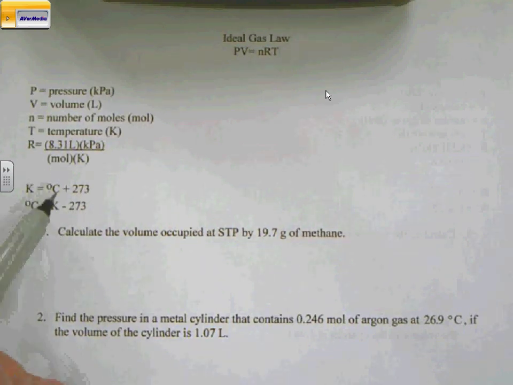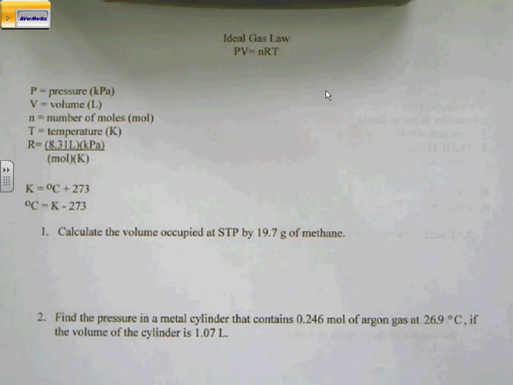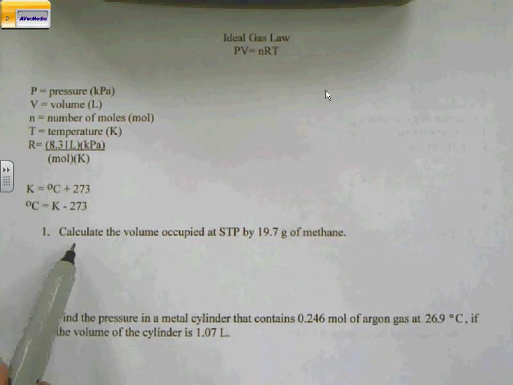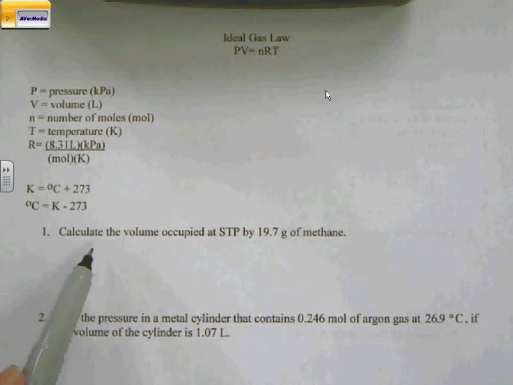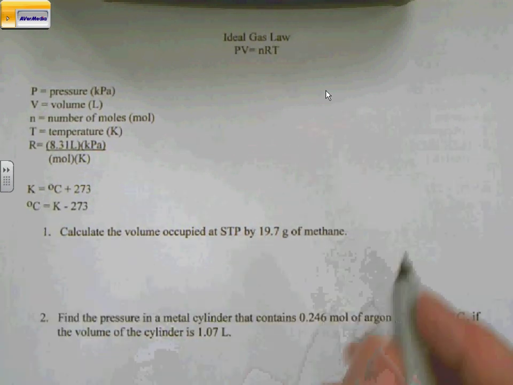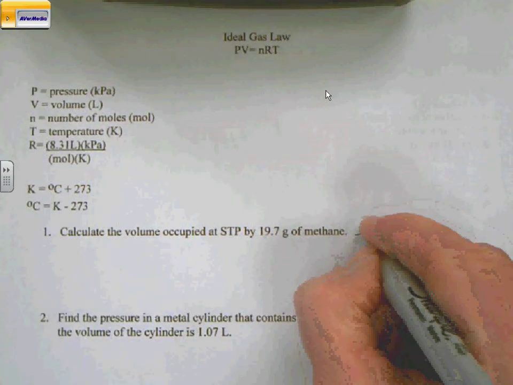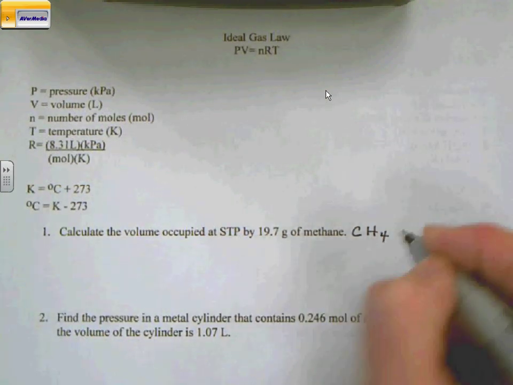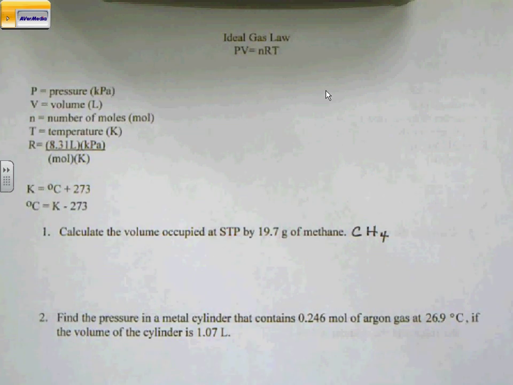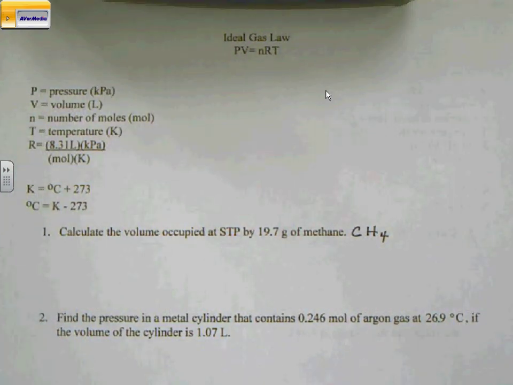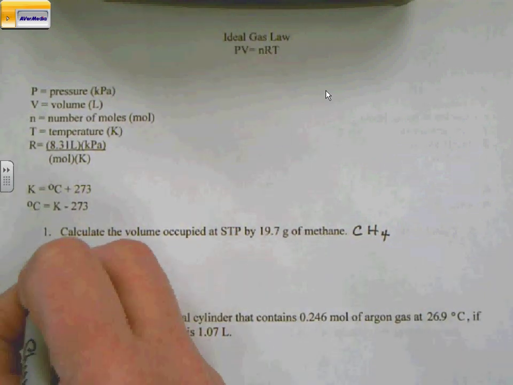Okay, let's look at the first problem. Calculate the volume occupied at STP by 19.7 grams of methane. Methane is CH4, in case we've forgotten. Now you have to use the formula PV equals nRT, but we need to isolate volume because that's what we're looking for. So we will change the formula to say volume equals nRT divided by pressure.